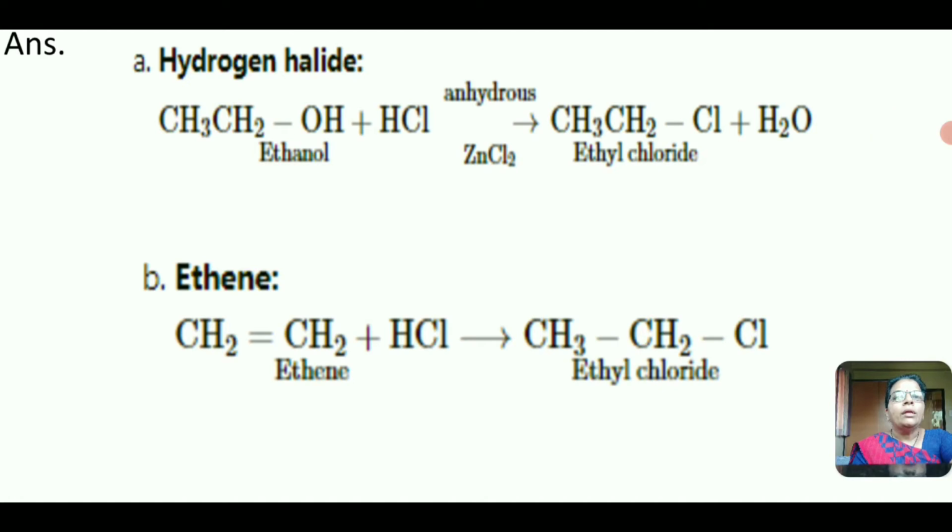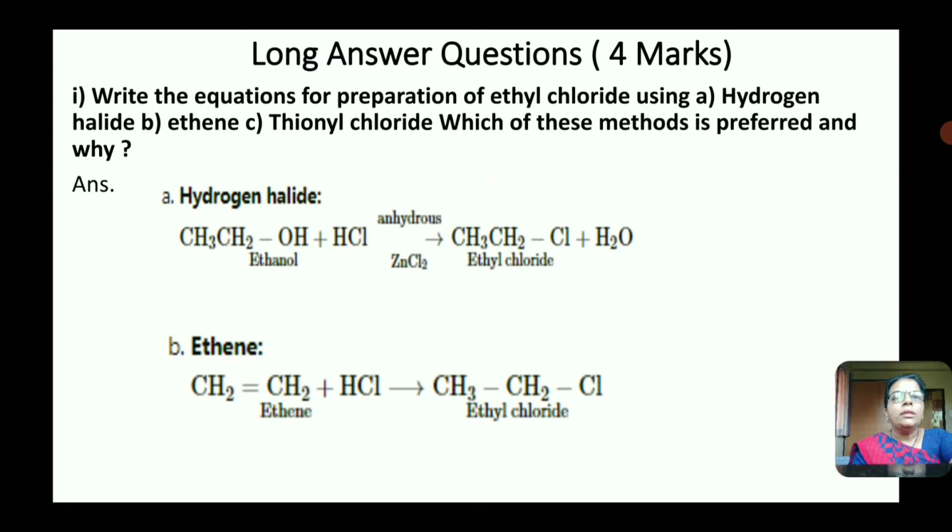Now here this CH3CH2OH, that is ethanol, when it is treated with HCl in presence of anhydrous ZnCl2, then the OH group from ethanol is replaced by Cl to form CH3CH2Cl plus H2O.